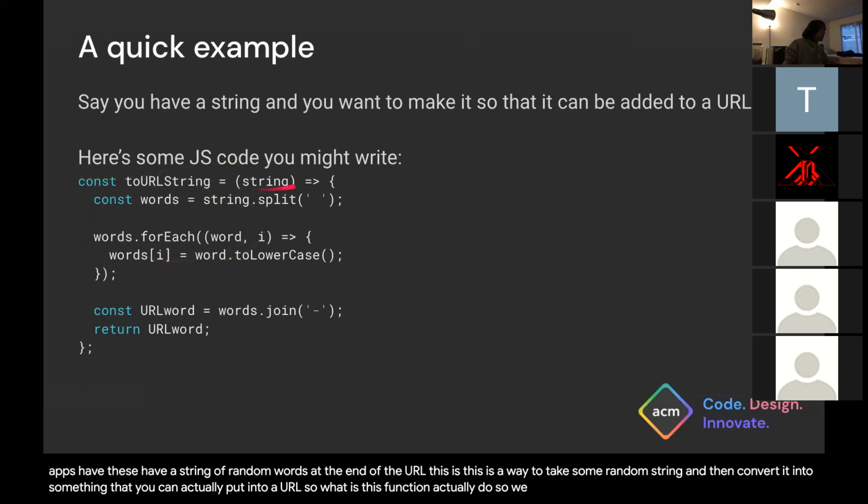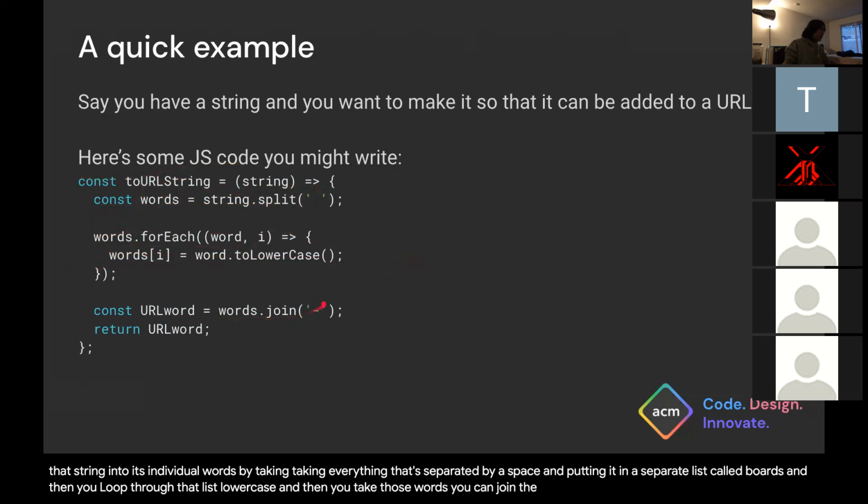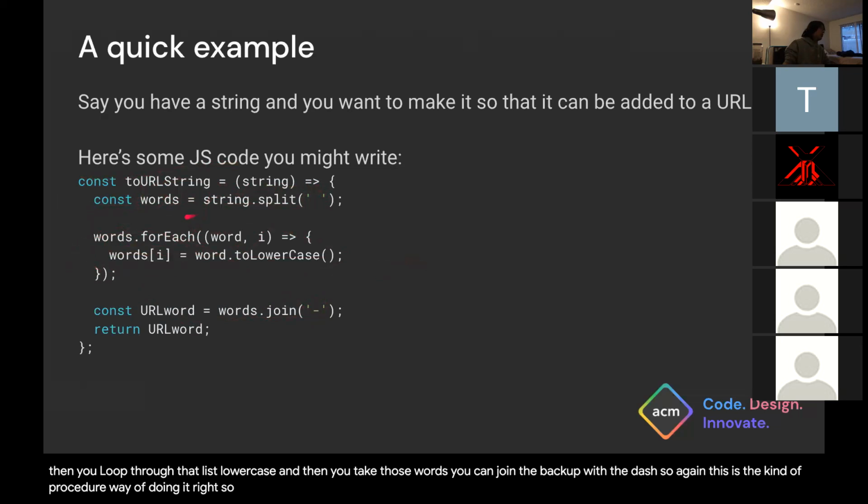It takes a string, as you can see here, and it splits that string into its individual words by taking everything that's separated with a space and putting it in a separate list called words. And then you loop through that list. You convert everything to lowercase, and then you take those words and you join them back up with a dash. So again, this is the procedural way of doing it, right? You go through the words one by one, you convert each to lowercase, then you join them up. So that's the classical way of programming that we're taught to do things.